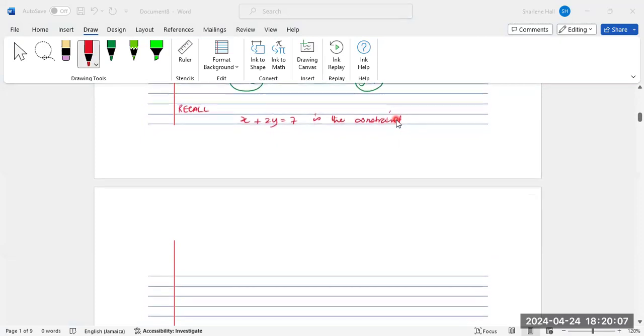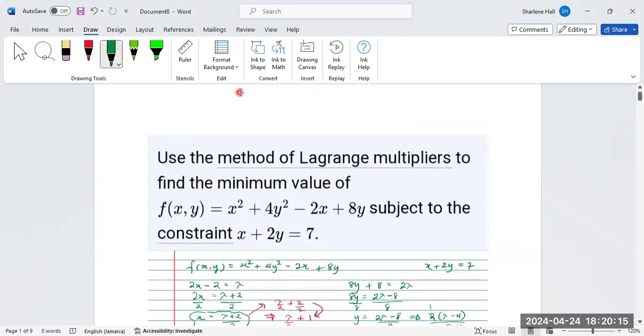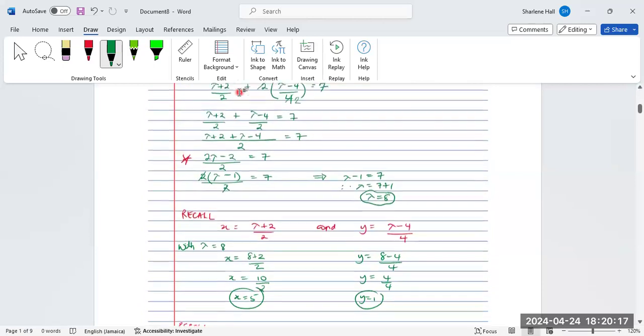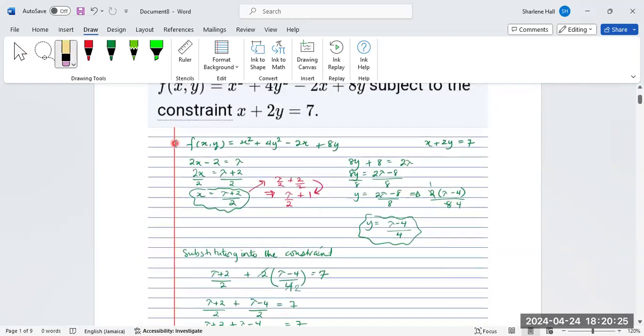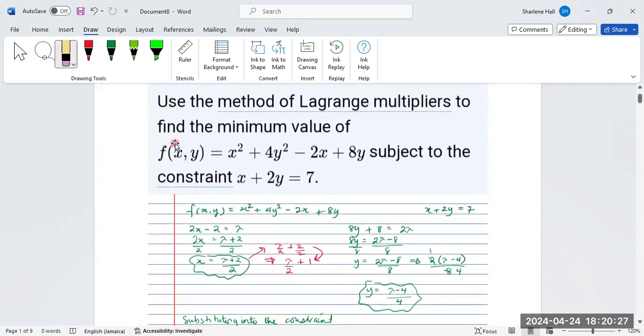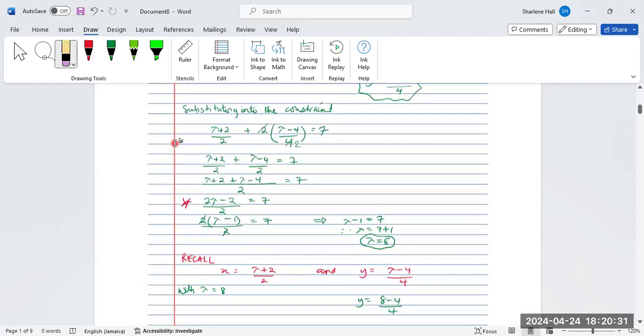X equals 5, y equals 1. The function is supposed to deal with the constraint, right? Thank you. Understanding x squared plus 4y squared. All right. Read out the function for me, please.